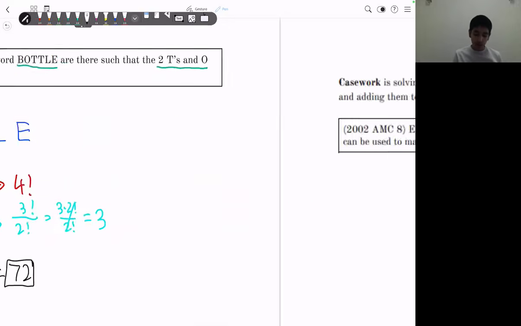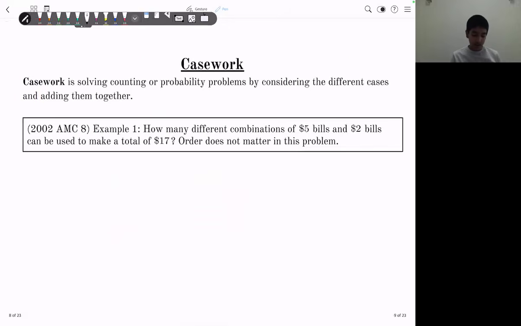Okay, so now we're going to move on to today's topic. So today's topic is going to be casework. And casework is solving counting or probability problems by considering the different cases and adding all of them together. So don't be afraid by this complicated thing, as I'll explain what this is with a simple example.